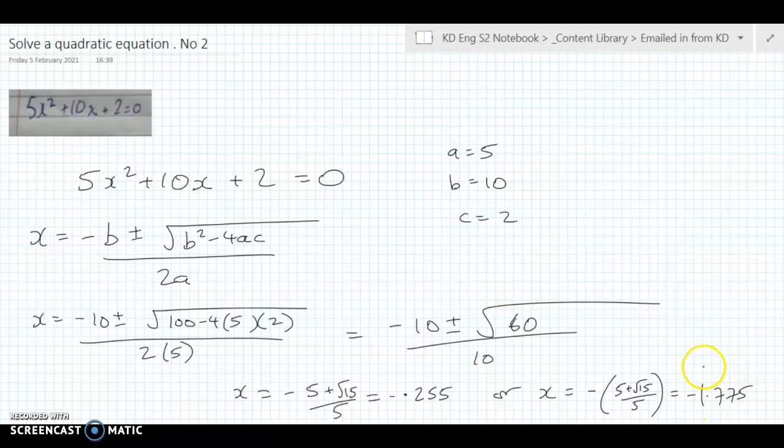Right, so you can have a look at that yourself, rewind it, try it again, pause it, see if you can do it by yourself.